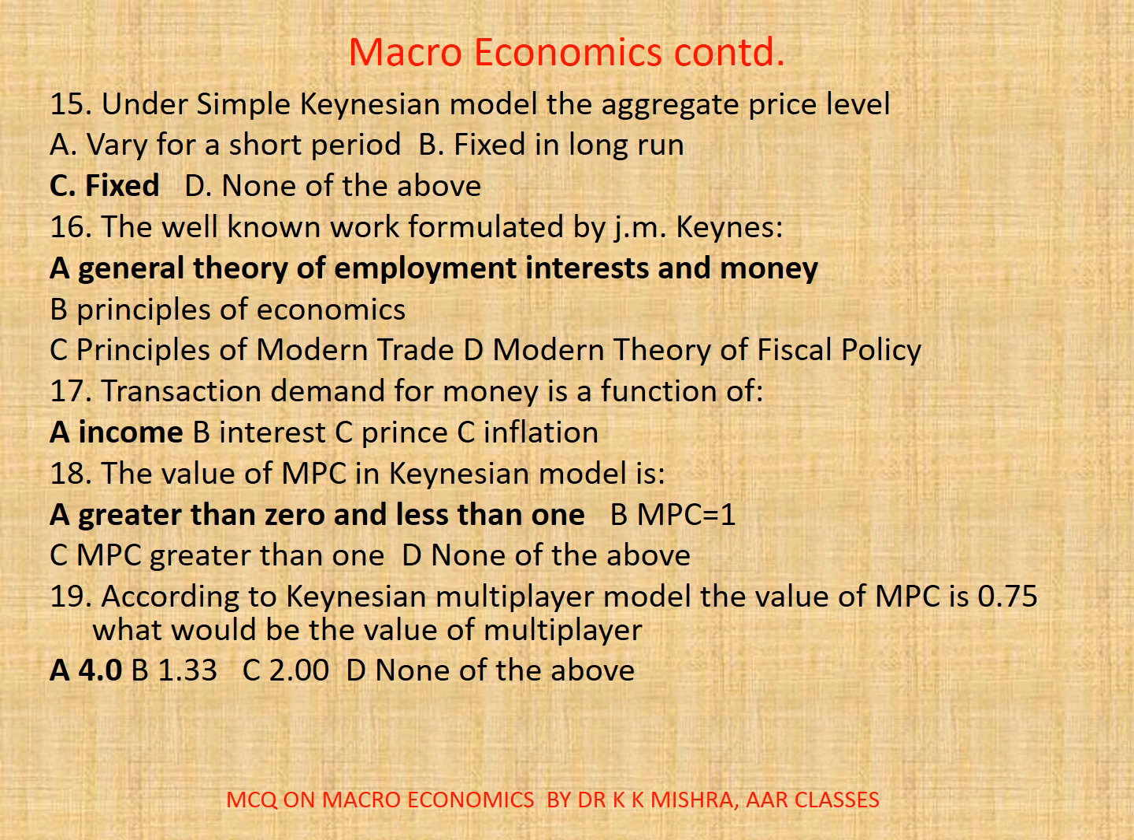15. Under the simple Keynesian model, the aggregate price level is A, varying for a short period; B, fixed in the long run; C, fixed; or D, none. The correct option is C, fixed.